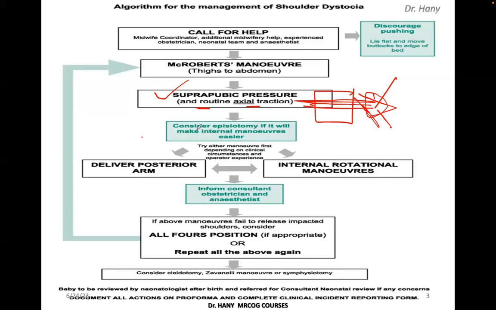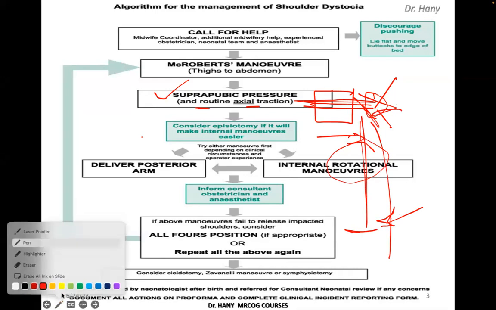Episiotomy is not a must. It will only make your life easier, making the internal maneuver easier. Consider episiotomy if it will make the internal maneuver easier. What is the internal maneuver? We said there are 3 techniques. Push from here to rotate the baby, here to help you, or remove your hand and put it to rotate in the other direction. So Rubin, Woods screw, or reverse Woods screw.